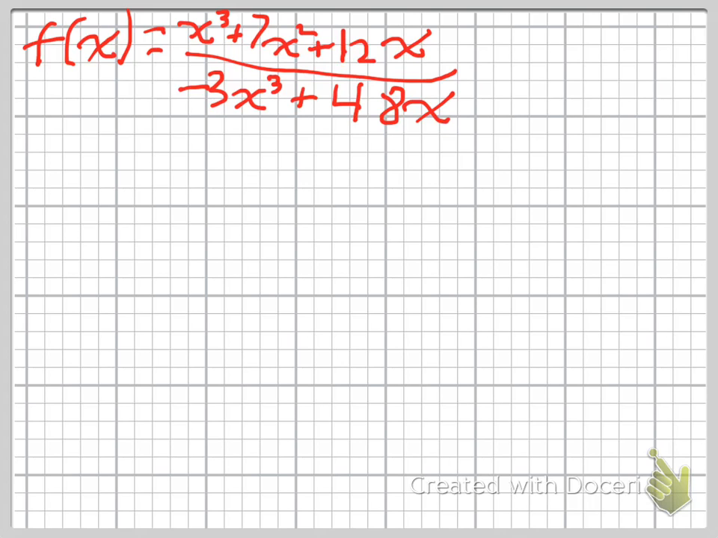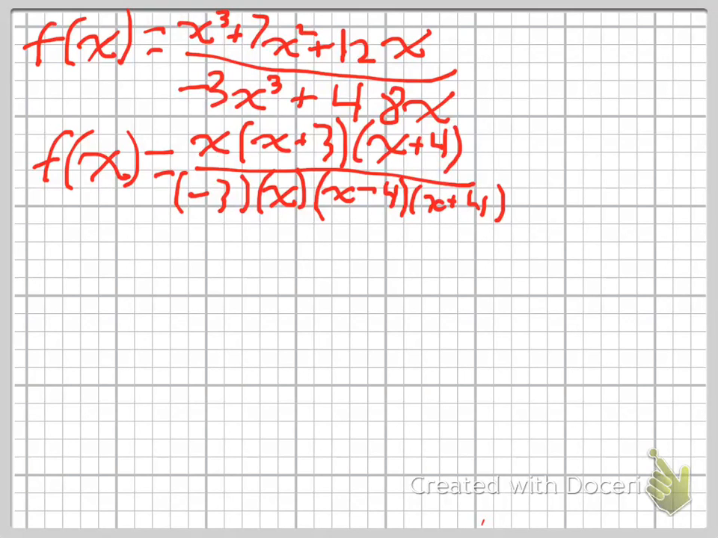And you can have multiple holes. So in this graph, we have the quantity x cubed plus 7x squared plus 12x all over -3x cubed plus 48x. And just to save time here, if you factor that, I'll go ahead and tell you that you'll have f of x equals that. I hadn't factored beforehand, so I had to use a little bit of movie magic.